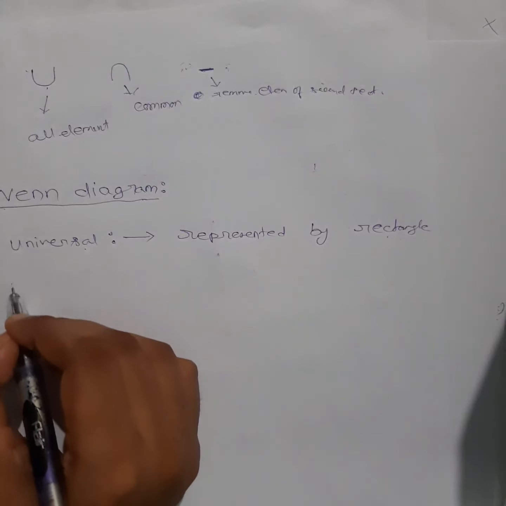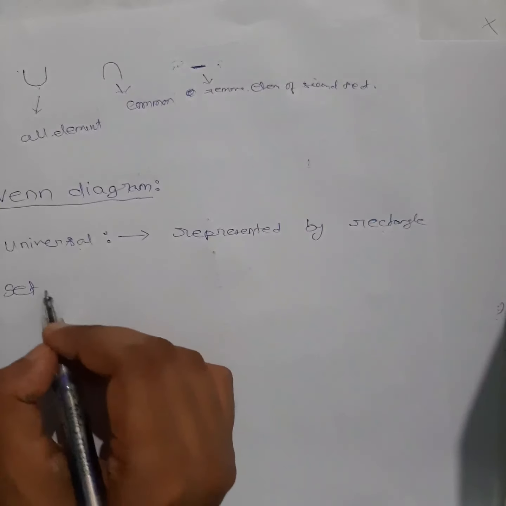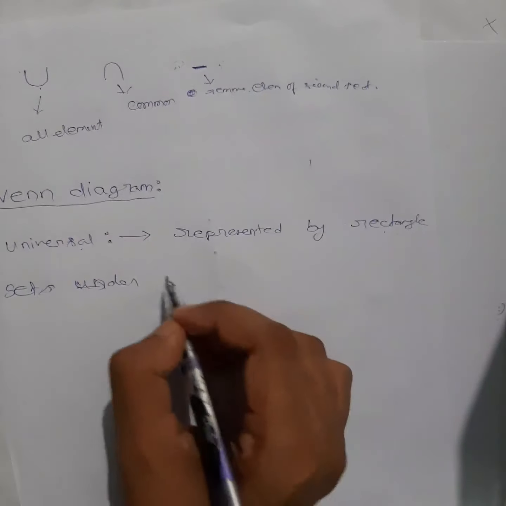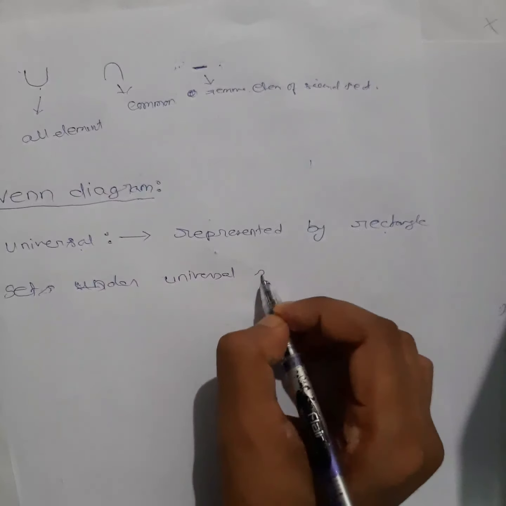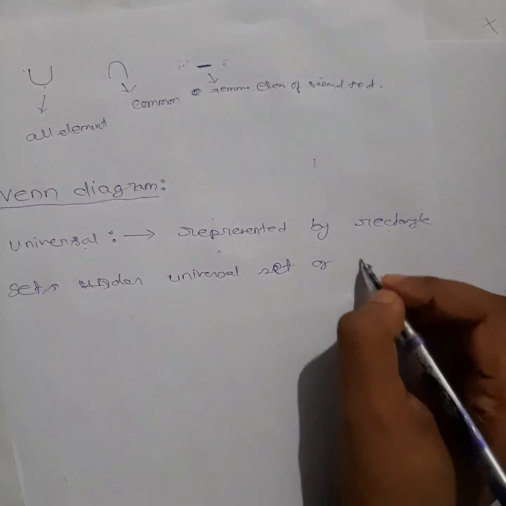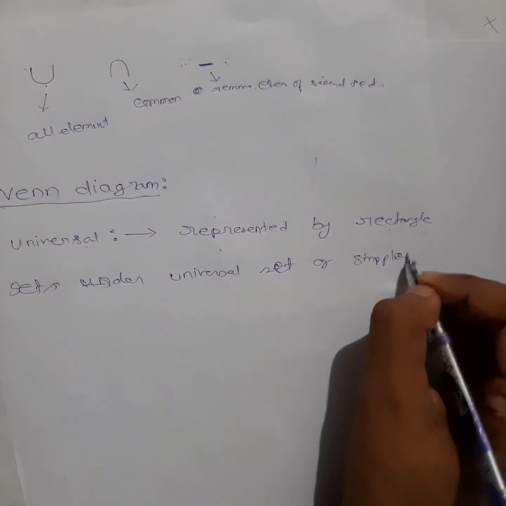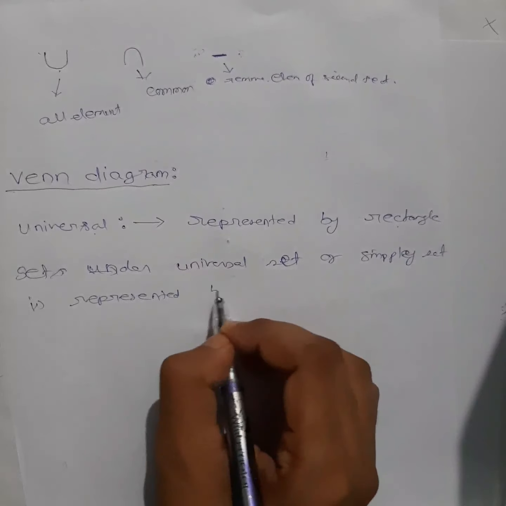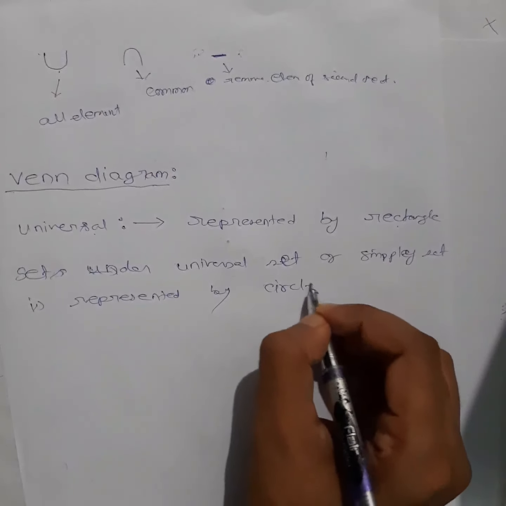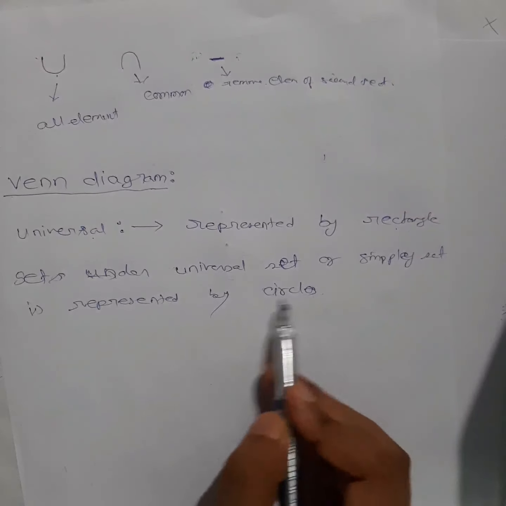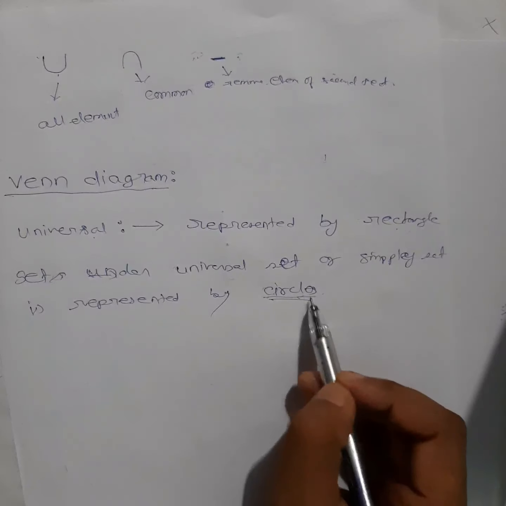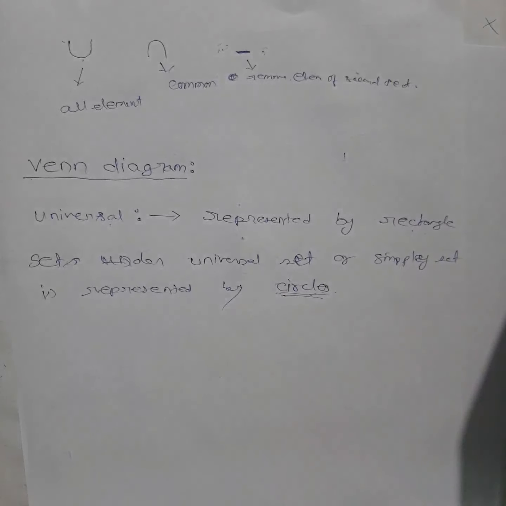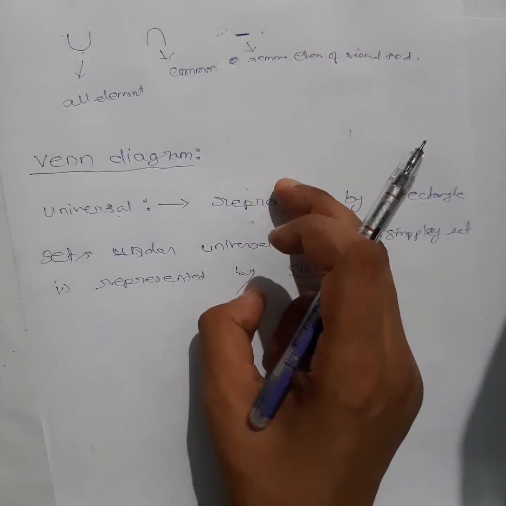Next, sets. Basic sets, usual sets, or you can write sets under the universal set, or simply a set, is represented by circles, or you can say closed curves. Basically we use circles only, that's why I have simply mentioned circle. Or you can say closed curve also, you can denote it by an oval also, like this. Anyway, this is the basic form of diagram we use.